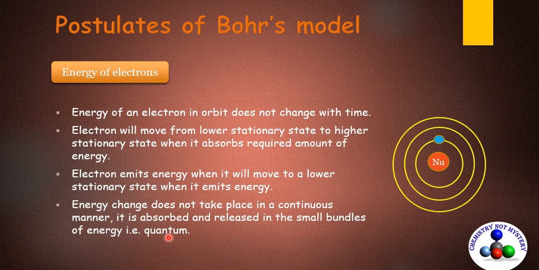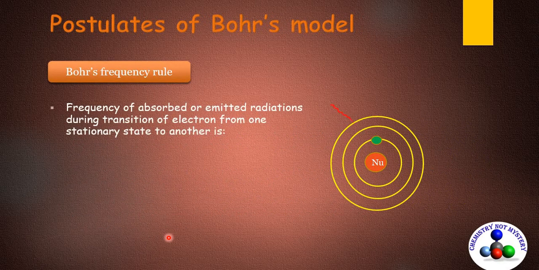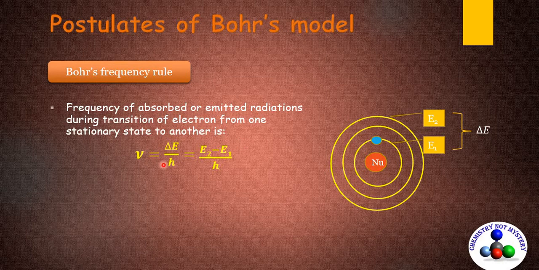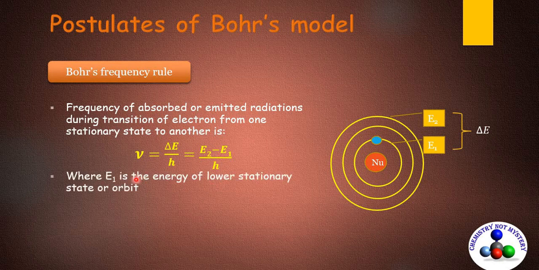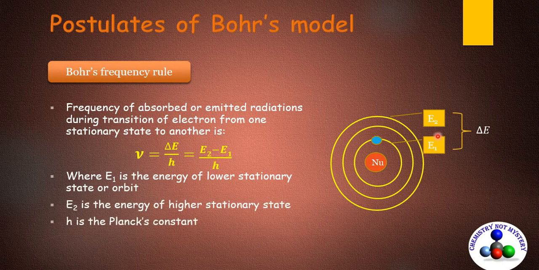Bohr also explained the way to calculate the frequency of absorbed or emitted radiations during transition of electron from one stationary state to another. It is given by the formula delta E upon h, or you can say E2 minus E1 divided by h, where E1 is the energy of lower stationary state or orbit and E2 is the energy of higher stationary state and h is the Planck's constant. It is also known as Bohr's frequency rule.